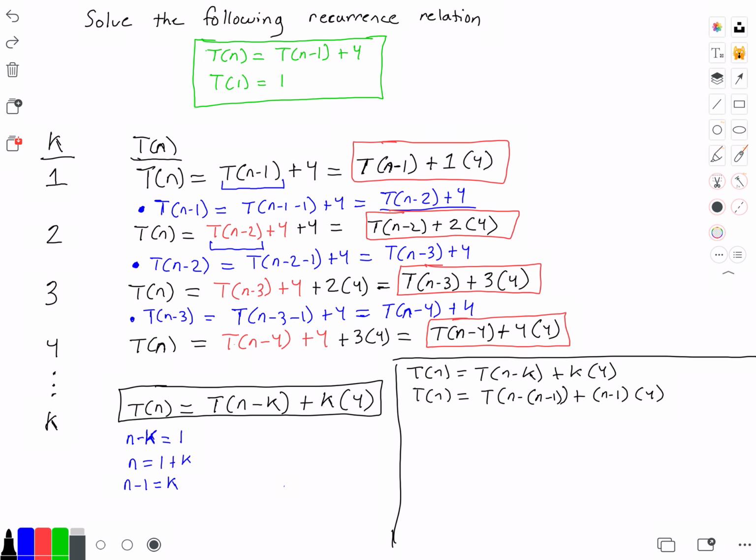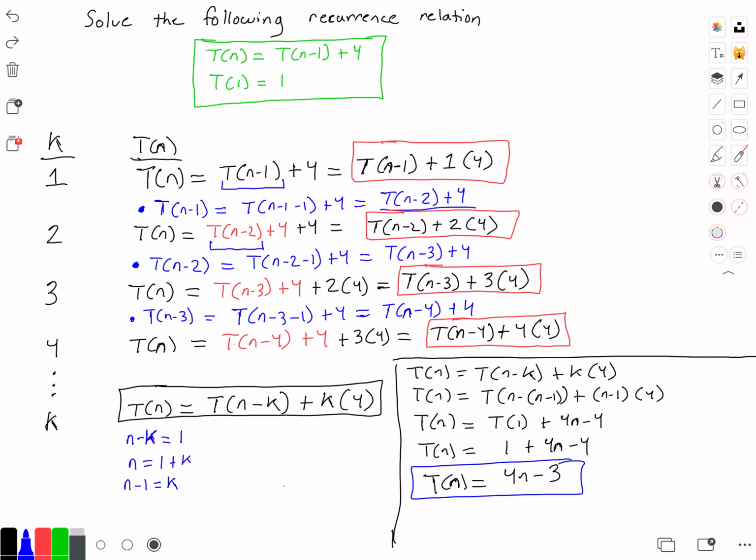Okay, now we get T of n is equal to T of 1 plus 4n minus 4. Okay, and according to our base case, T of 1 is equal to 1. So we're going to write this again. We get T of n is equal to 1 plus 4 times n minus 4. And now we get T of n is equal to 4n minus 3. And that, my friends, is the answer.